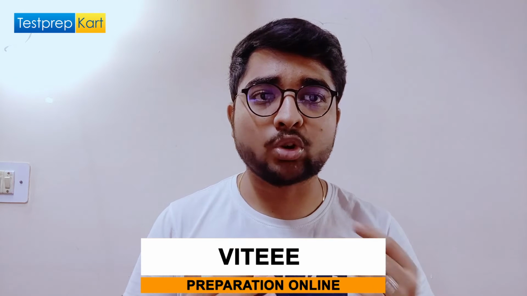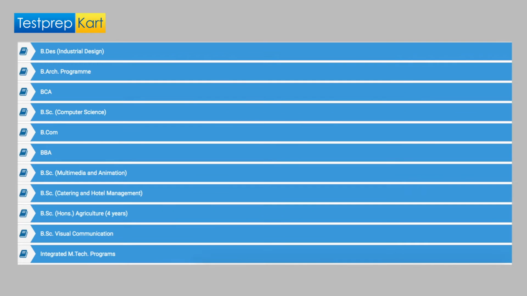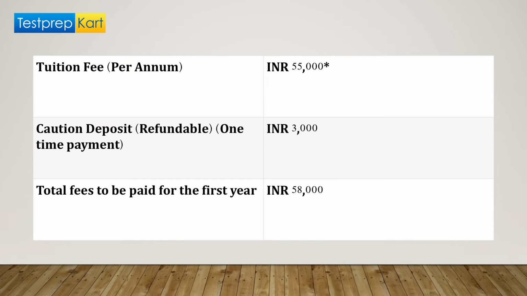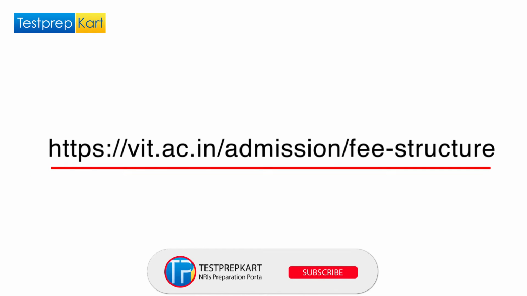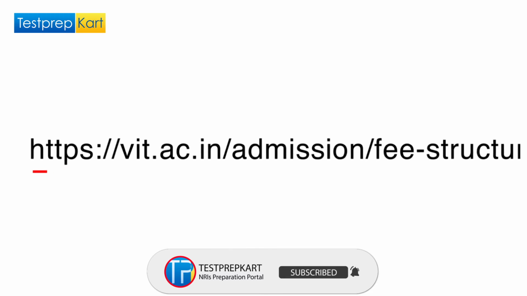There are multiple other courses in VIT University such as BCom, BCA, BBA, BSc. So fees will be varying, but the base fee will be around 55,000 per year, plus a caution deposit of 3,000, that will be around 58,000 in total. So you can go to the VIT website and check out the courses offered by VIT University, and then you can check out the admission fees according to your desired course and branch. You can head on to vit.ac.in/admissions/fee structure, and there the detailed information about the fee structure is given.